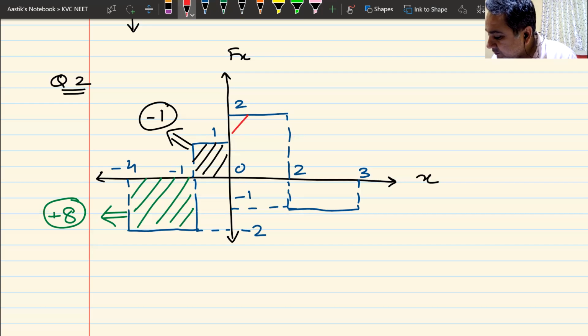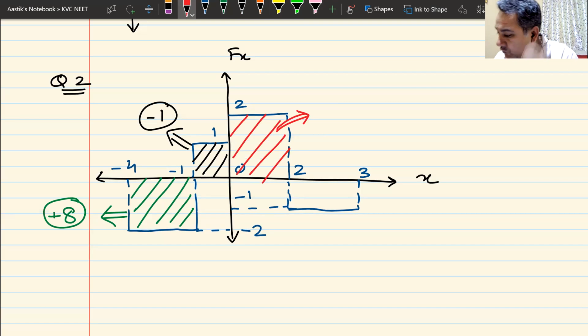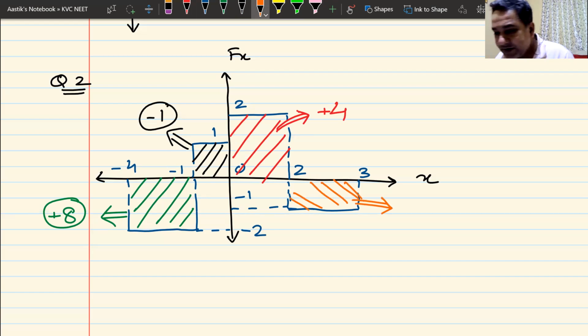The third one I'm coloring as red. What is the area of this one? 2 into 2, 4. It is in the first quadrant, so it happens to be +4. No questions asked, no answers given. Move on to the fourth one. I'm coloring it as orange or whatever color it is. 3 multiplied by 1. So 3. It lies in the fourth quadrant. So -3. So -3 is the answer for this.